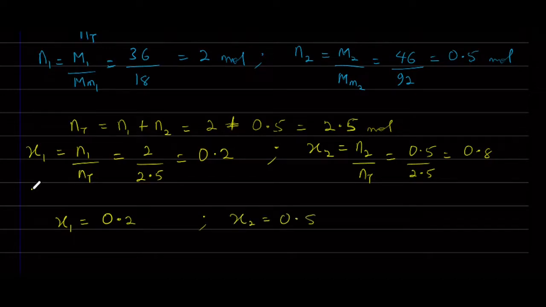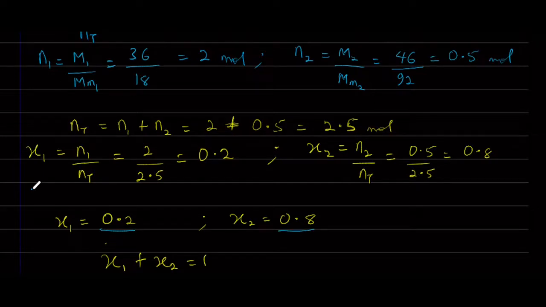If you check the previous video, we have already said that the mole fraction of all the components present in the solution will always be equal to 1. So for us to be able to confirm that, we can say that x1 plus x2 will give us 1. If we add the mole fraction of the first one, which is 0.2, with 0.8, we are going to get 1.